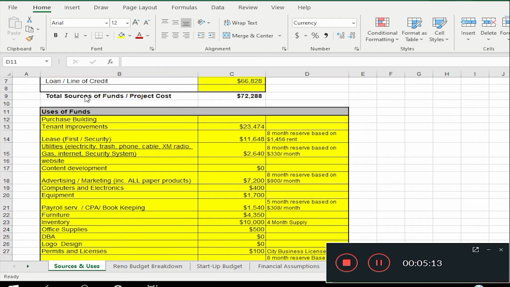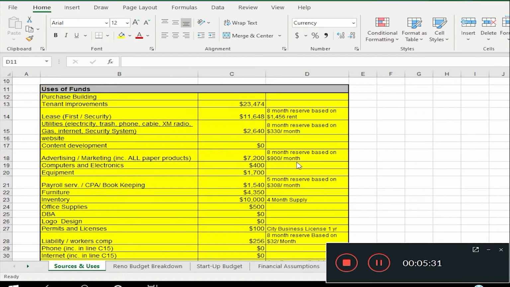The next line item is utilities. Once again, I estimated my utilities to be about $330 a month. That would be for electricity, cable, phone, internet, all of that. And also I wanted to have an 8-month jump start. So I put aside that 8 months' worth, which came out to $26.40. Same for my advertising. I estimated that I would need about $900 per month. And there's my reserve for advertising.